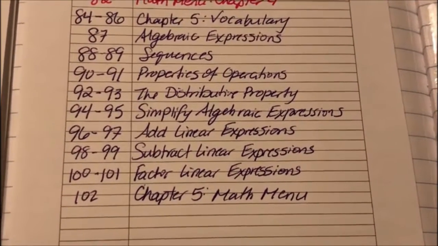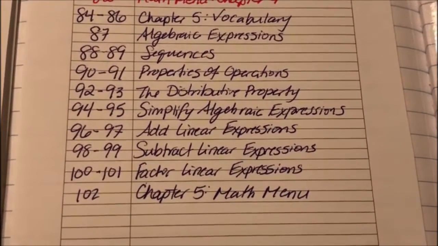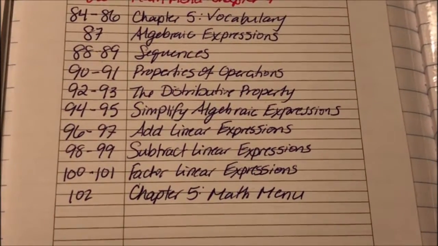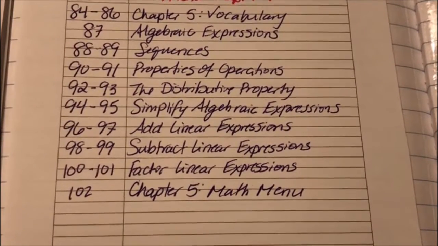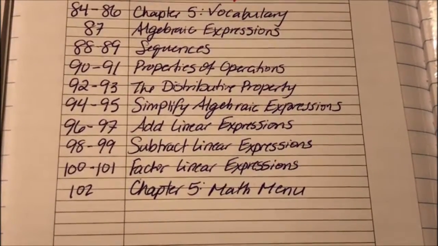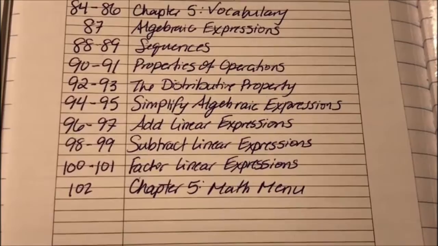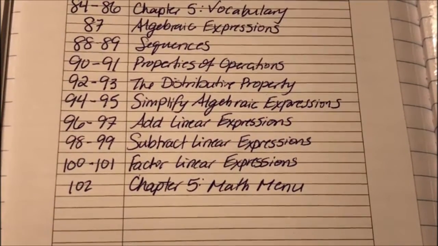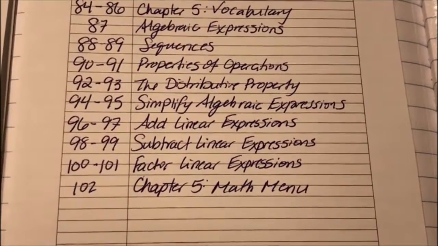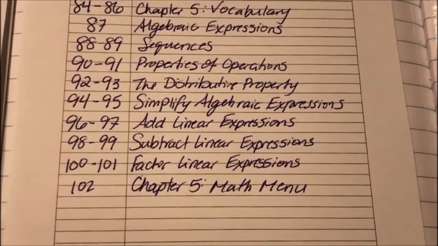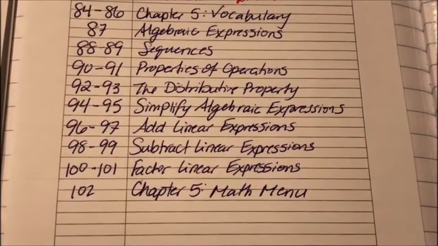So this is what your table of contents should look like for Chapter 5 for Gryffindor. On pages 84 through 86, Chapter 5 Vocabulary, 87 Algebraic Expressions, 88 through 89 Sequences, 90 through 91 Properties of Operations, 92 through 93 the Distributive Property, 94 through 95 simplify algebraic expressions, 96 through 97 add linear expressions, 98 through 99 subtract linear expressions, 100 through 101 factor linear expressions, 102 Chapter 5 Math Menu.